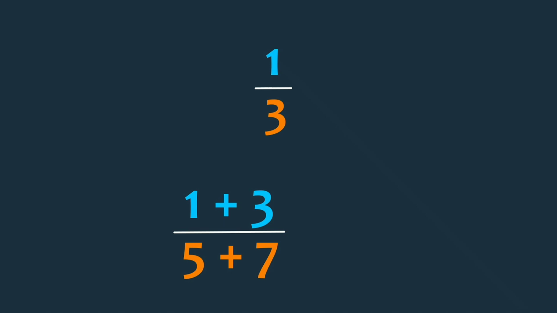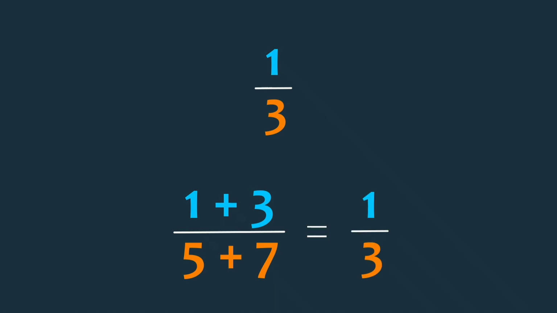Let's have a look at this pattern. If we place two consecutive odd numbers 1 and 3 on the numerator and the denominator of this fraction, we get 1 over 3. Similarly, if we place the sum of the first two odd numbers on the numerator and the sum of the next two odd numbers on the denominator, we also get 1 over 3. This pattern is always true.